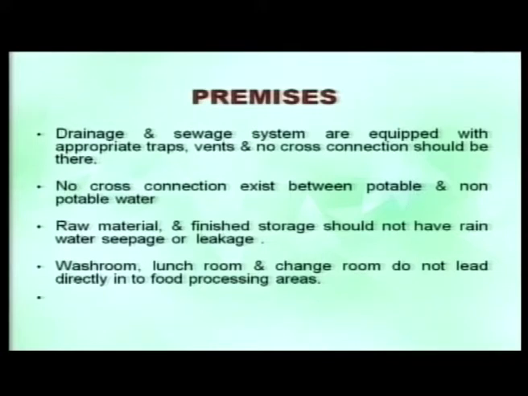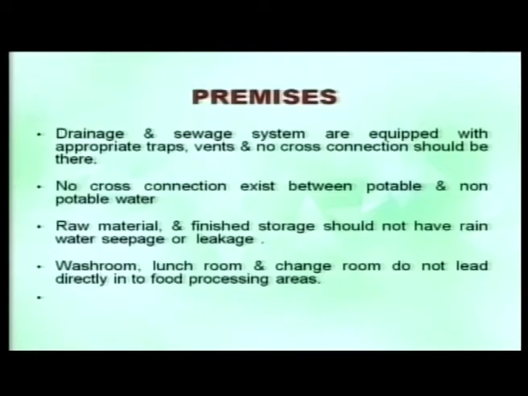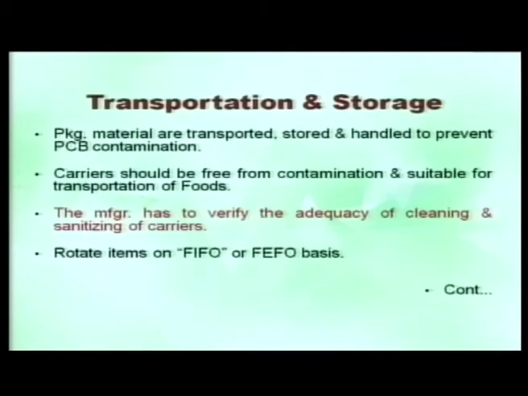The drainage and sewage system is very important for building design, so that there should not be any backflow of the drainage. Their traps and vents should not lead to any cross connections and contaminations. The pipelines etc. should be designed in such a way that there is no cross connection between the potable and non-potable water. The raw material and finished storage should not have rainwater seepage or leakage. The washrooms, lunchrooms, change rooms, they should not lead directly to the food processing areas, as it may lead to contamination. The transportation and storages.